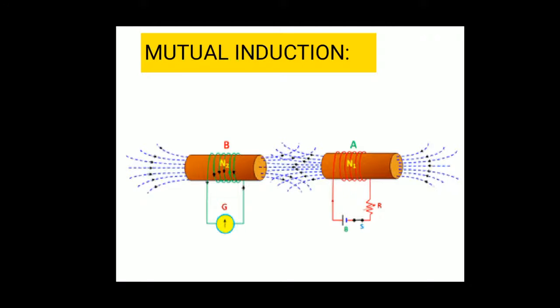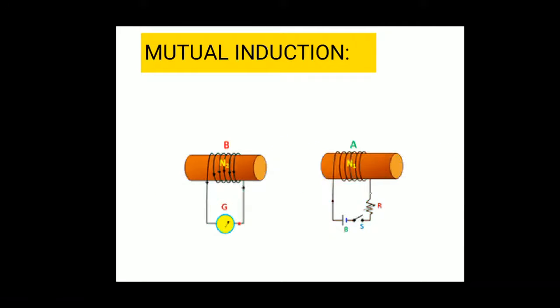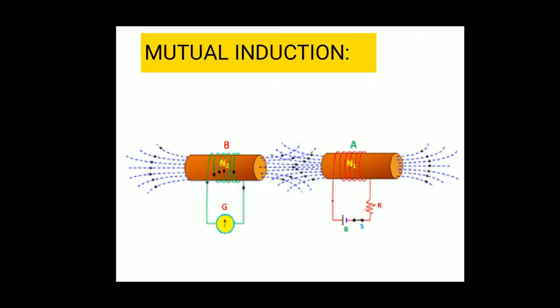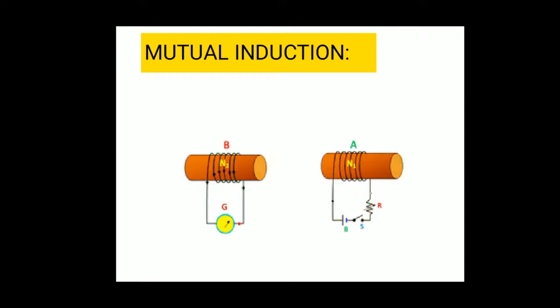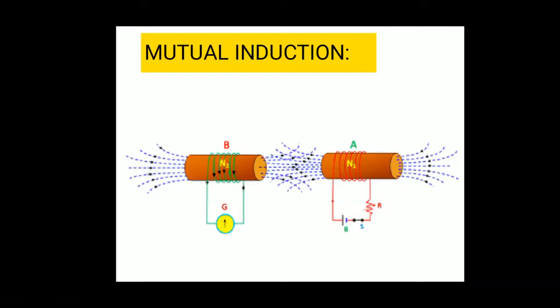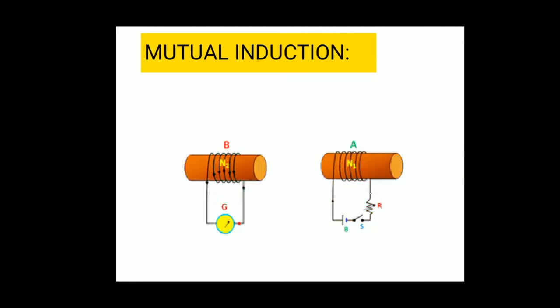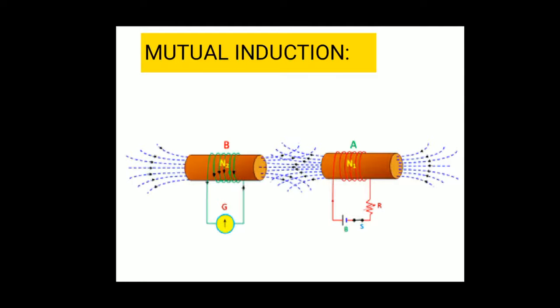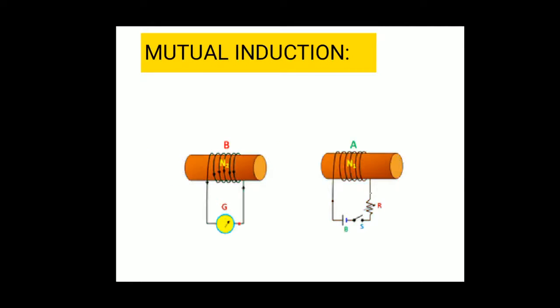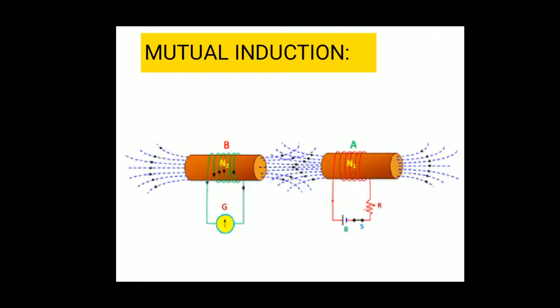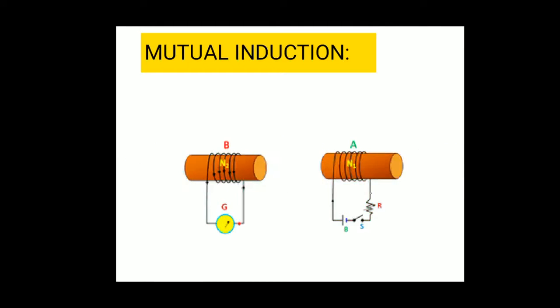the current in the primary coil, that is in the coil A, decreases from maximum to 0. Again, the magnetic flux linked with the secondary coil decreases. As a result, again an EMF is induced in the secondary coil, which opposes the decay of current, or the decrease of current, in the primary coil.